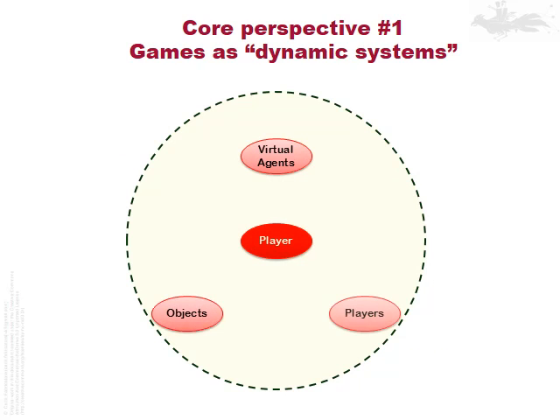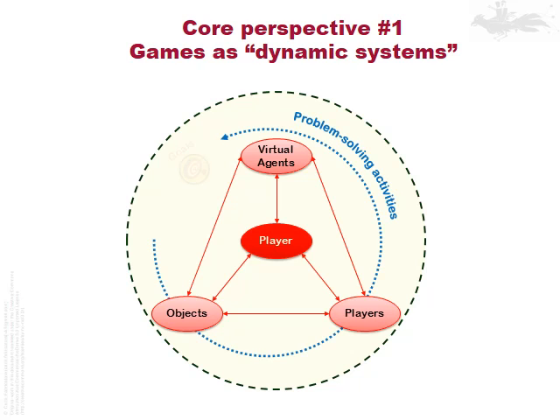Generally speaking, games can be viewed as dynamic systems in which players interact with a range of game objects, other players, and in the case of digital games, artificial intelligence-based virtual game agents, through engaging in activities aimed at achieving game objectives based on mechanics defined by game rules.